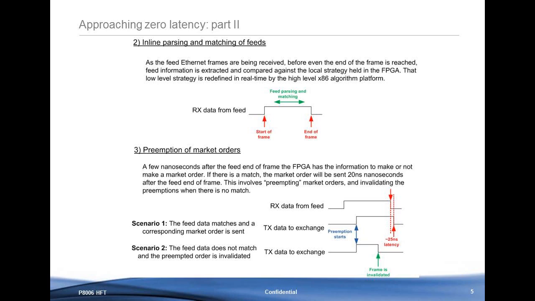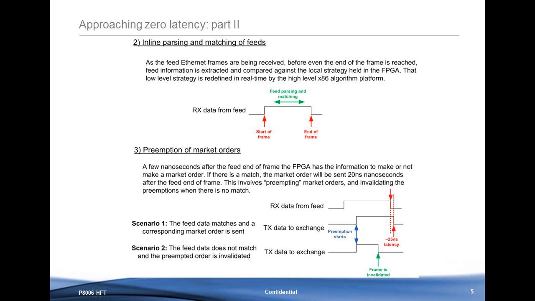We use 2 techniques which are made possible with the use of an FPGA. The first technique is inline parsing and matching of the FIX messages. As the Ethernet frames enter the FPGA, the FIX key value pairs get parsed as soon as possible. This allows us to extract partial information from the Ethernet frame before even the whole frame has been received.